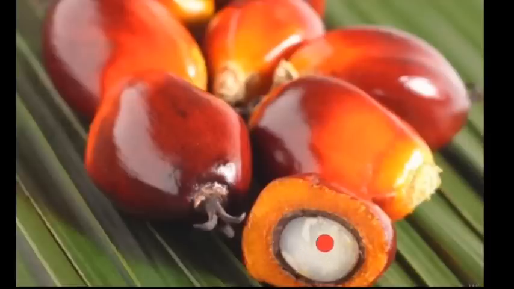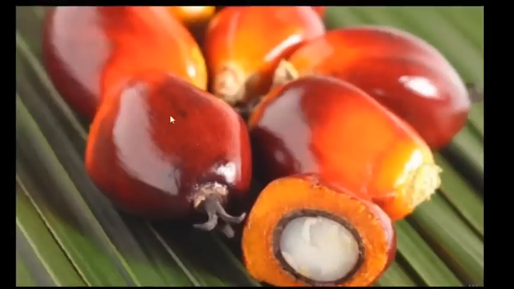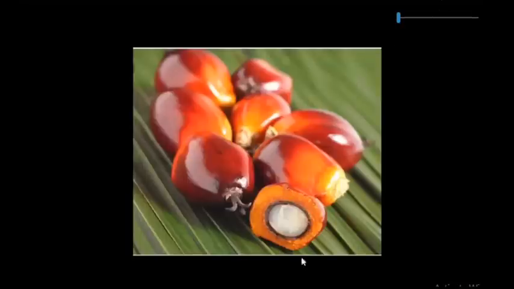Now inside here, where the pointer is at the moment, where we have the white substance, is where we have the kernel. That's the palm kernel. So inside this white part is the kernel from which we can get the kernel oil. The kernel oil is also useful for cooking as well as in the production of soaps. So that is the kernel inside the hard nut when it is being cracked.